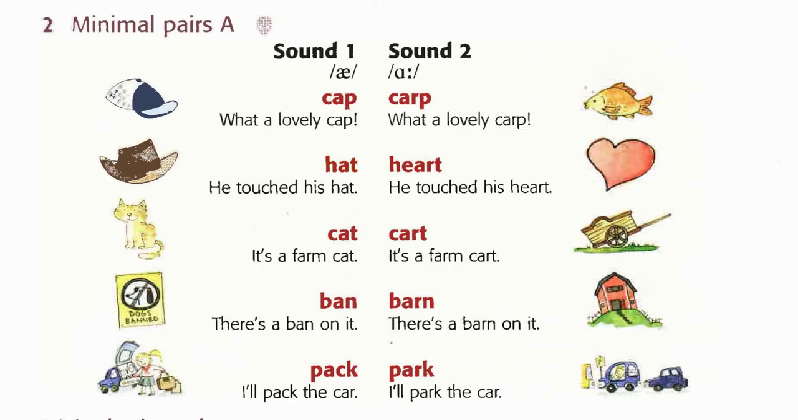Minimal pairs A. 2A. Cap. Carp. Hat. Heart. Cat. Cart. Ban. Barn. Pack. Park.